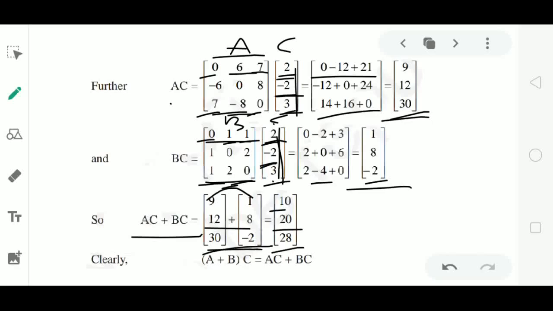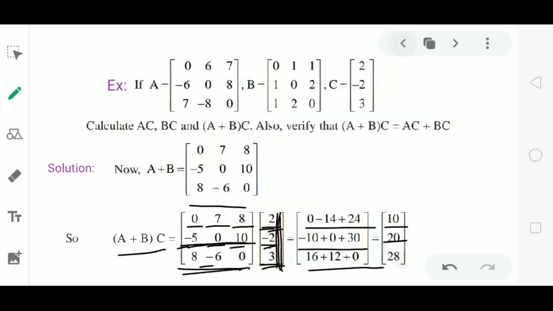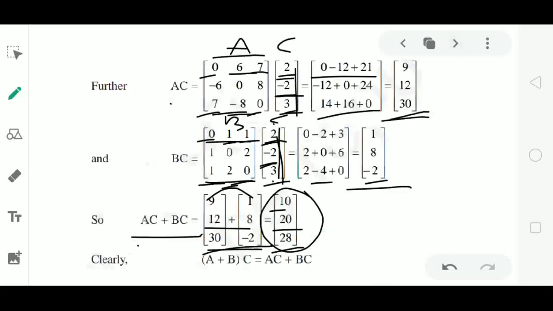Now compare this matrix AC plus BC with the matrix A plus B into C. A plus B into C is a column matrix, that is a matrix having only one column with the elements 10, 20, 28. AC plus BC is also a column matrix with the elements 10, 20, 28, which are the same as the matrix A plus B into C. Therefore, we conclude that A plus B into C equals AC plus BC.